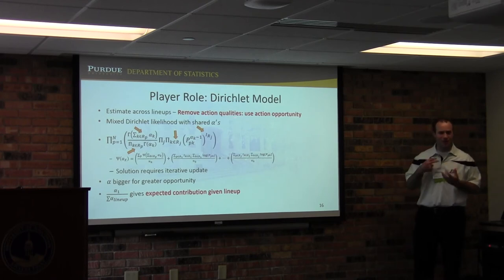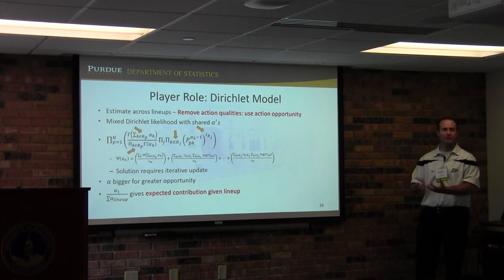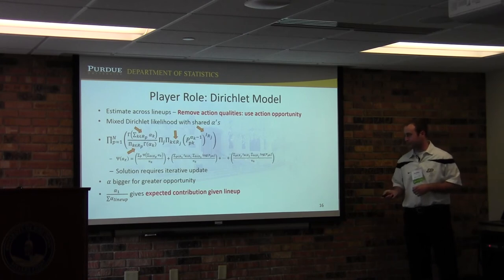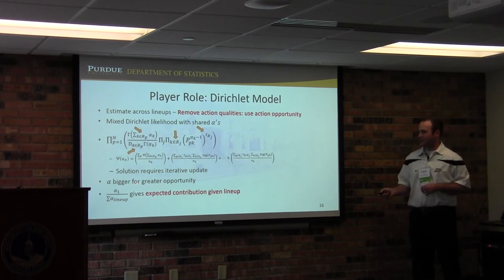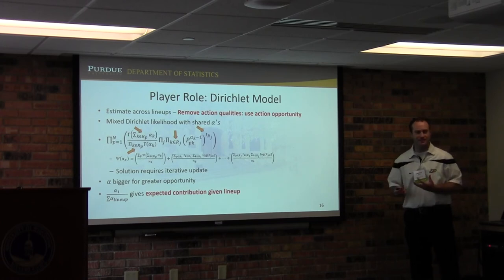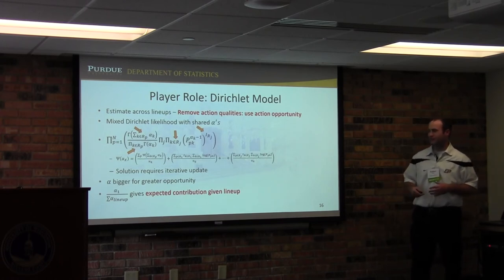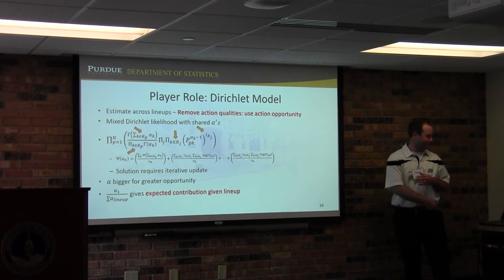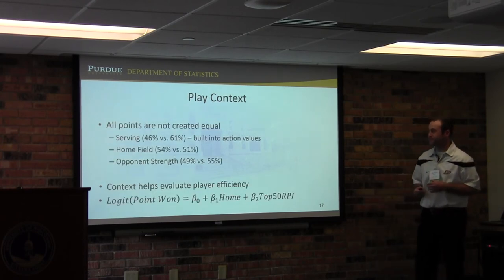And so we're not saying how well did you do, we're saying how many opportunities do you get. So if serving is really valuable and you get to serve a lot, then you'll have a higher parameter. Or if attacking is most valuable and you get to attack a lot, then your parameter will be higher. And if we normalize it for a particular lineup, we'll get back to a proportion, and that says when these six players are on the court, how much of the opportunity do you get relative to the others? So it's a way to control for expected contribution or expected opportunity.